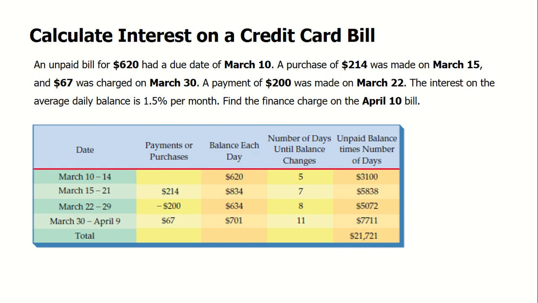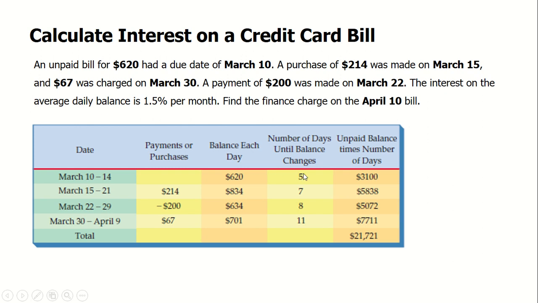So the cumulative balance each day. 620 is your unpaid dues. You add the purchase, 834. You subtract the payment, 634, and then you add the last purchase before the next bill. So your outstanding balance is 701. You compute for the number of days. 14 minus 10 is 4, plus 1, 5, and so on.